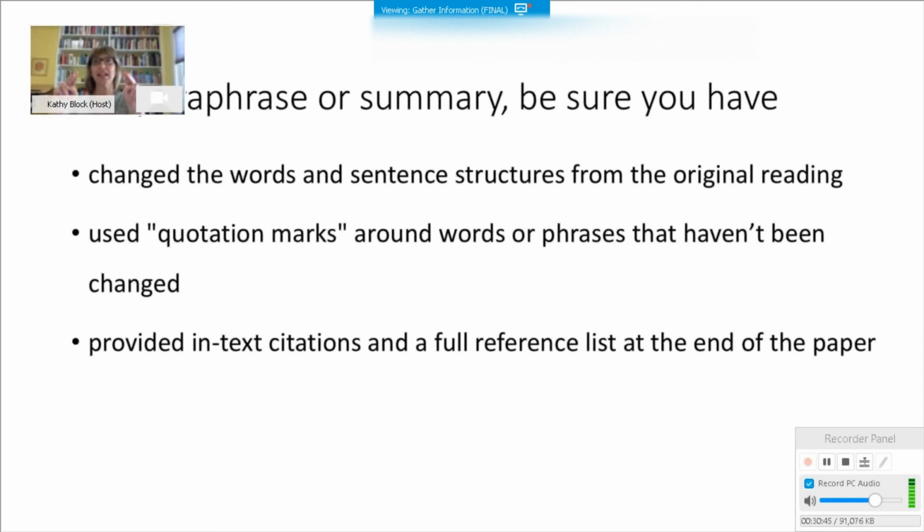Be sure you've put quotation marks around any words or phrases that you haven't changed. Those belong to the original writer. They need to go into quotation marks to show they're not your words. And then be sure you've provided in-text citations and a full reference list at the end of your paper. These steps will ensure that you're writing with academic integrity. So if you are concerned about plagiarism, these steps help you to avoid any plagiarism in your writing. And again, at tomorrow's workshop, we'll talk more about that last step, providing in-text citations and a reference list.